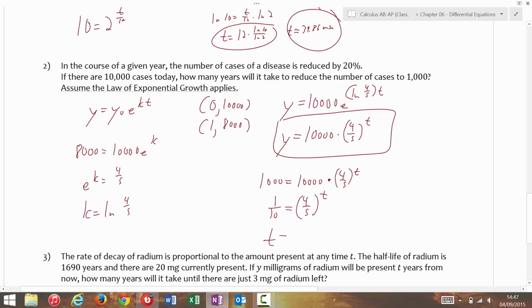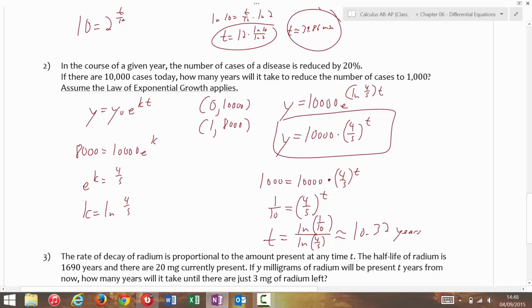If I get t by itself, take the natural log of both sides, I get t equals the ln of 1/10 over the ln of 4/5. You don't need to simplify it any more than that. Just get it in a calculator ready form, plug it in, and you're going to get about 10.32 years.